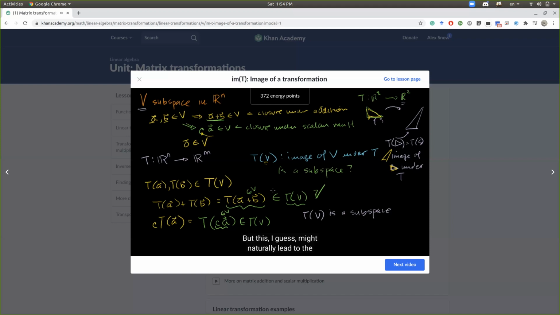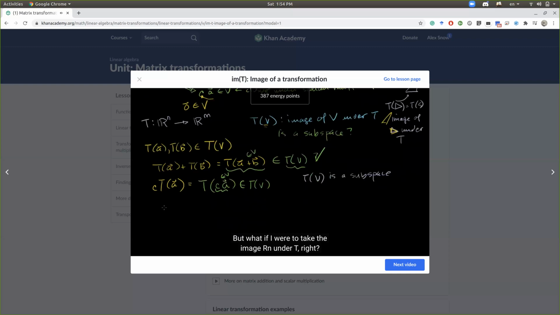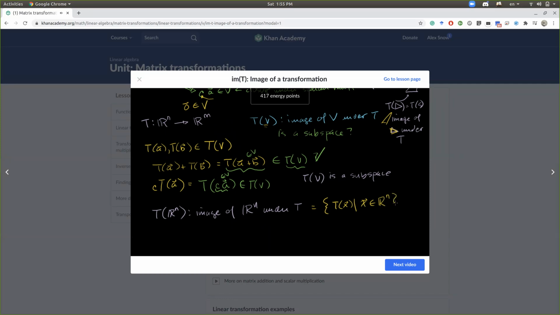But this might naturally lead to the question: what if I take the image of Rn under T? Everything we've been dealing with so far have been subsets, in the case of this triangle, or subspaces, in the case of V. Let's think about what this means. What do we get when we take the transformation of all of the members of Rn? This is equal to the set of the transformation of all of the x's where each x is a member of Rn. You take each of the members of Rn and transform them, and you create this new set. This is the image of Rn under T.